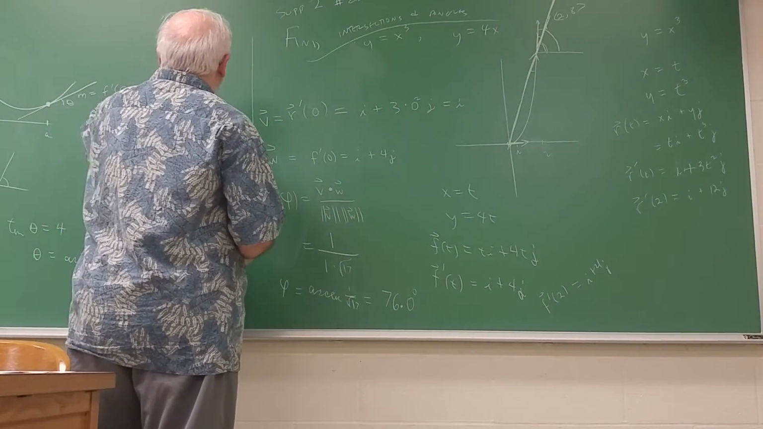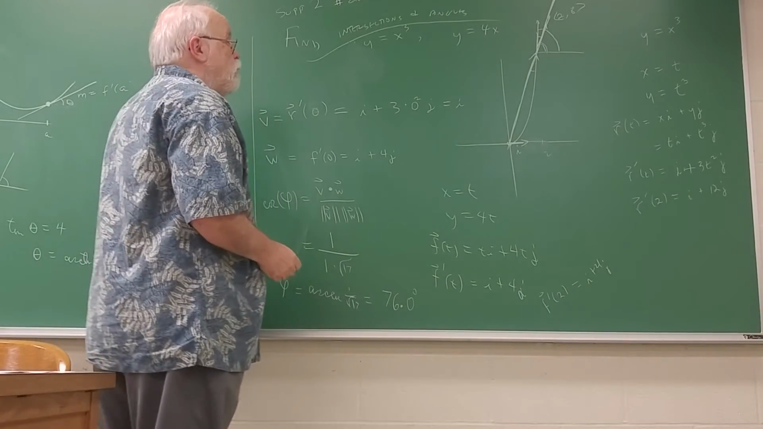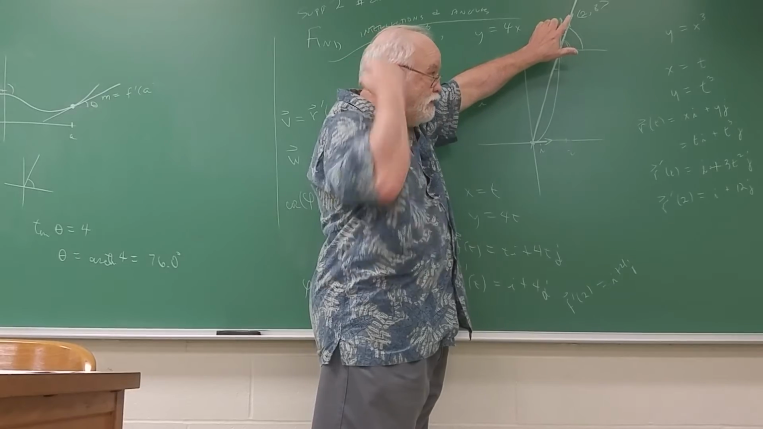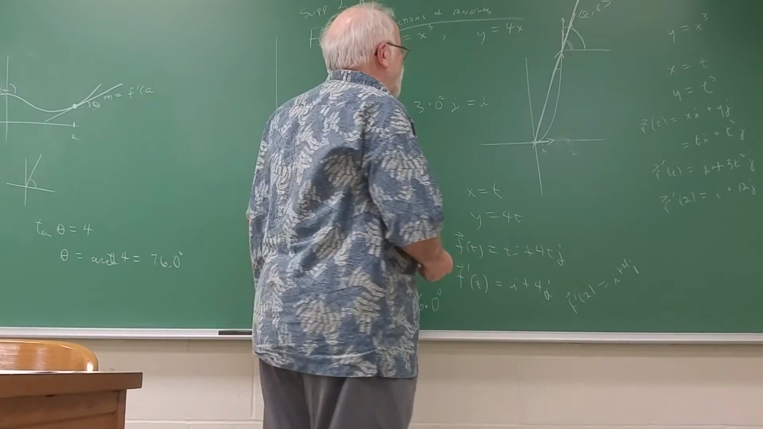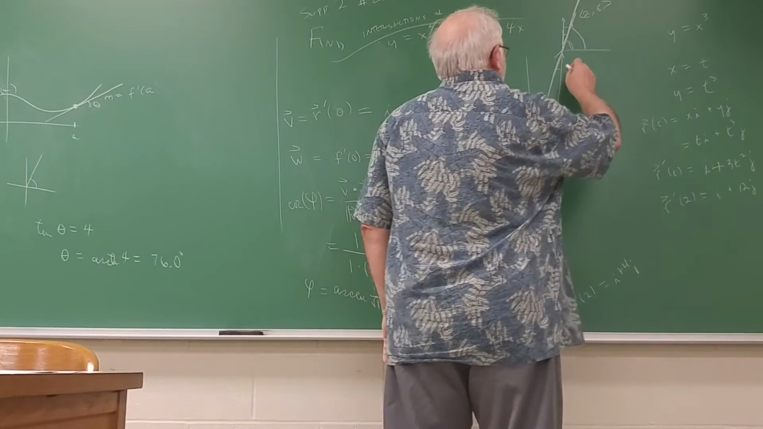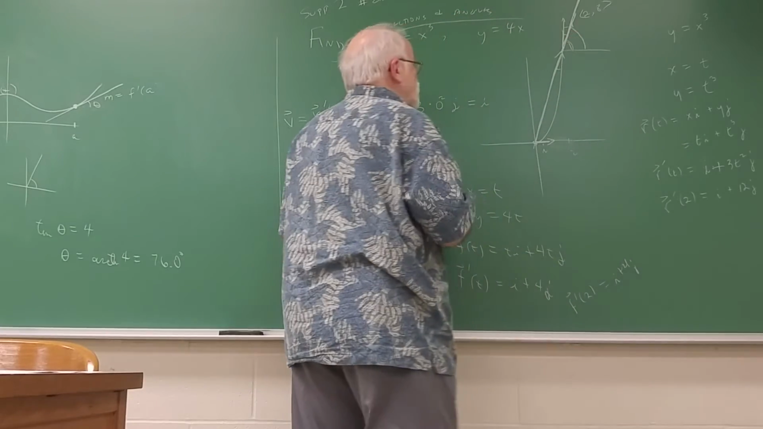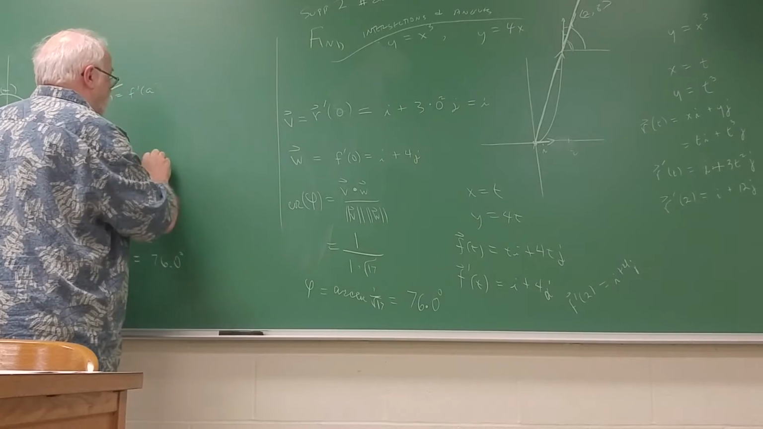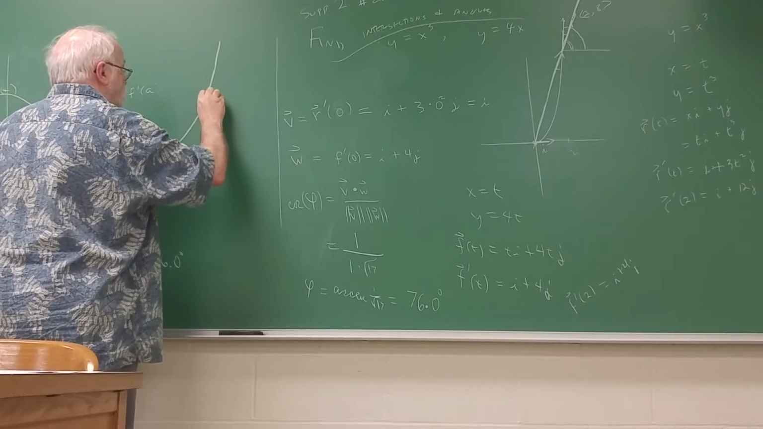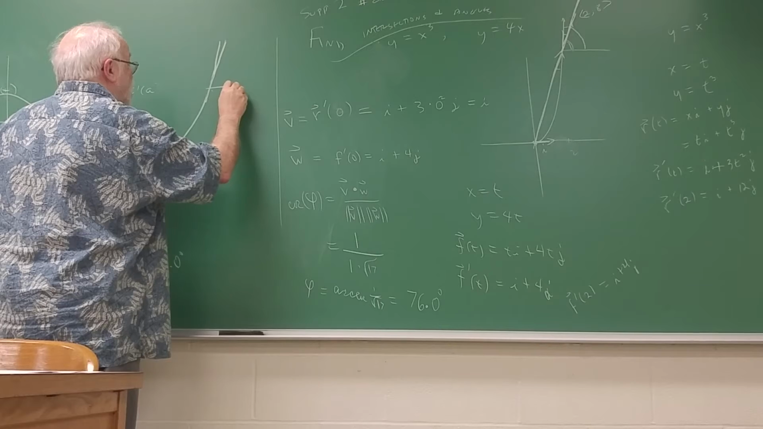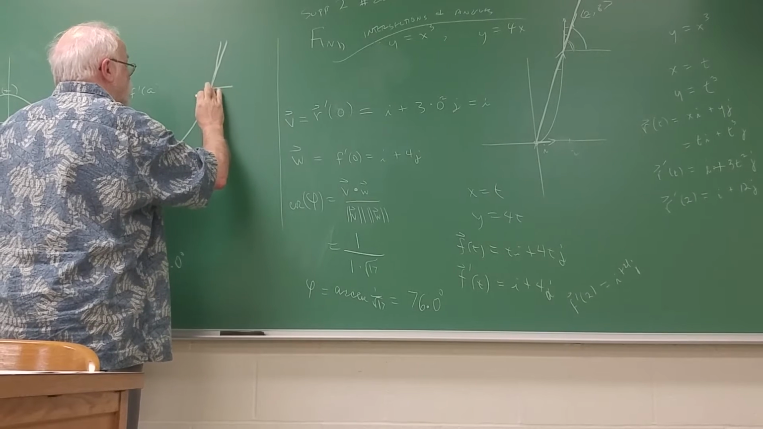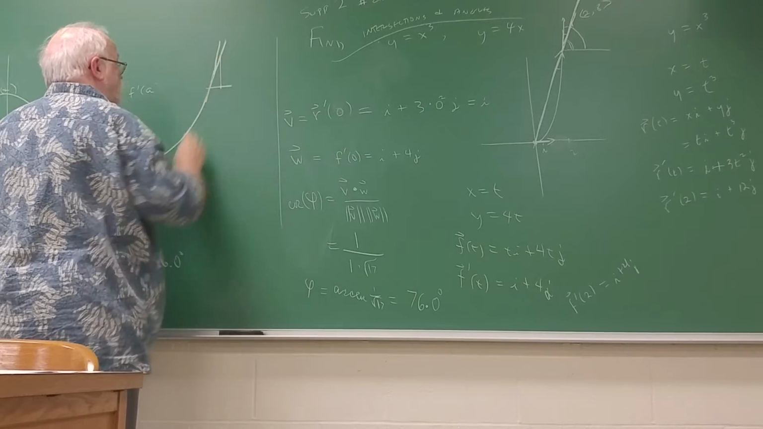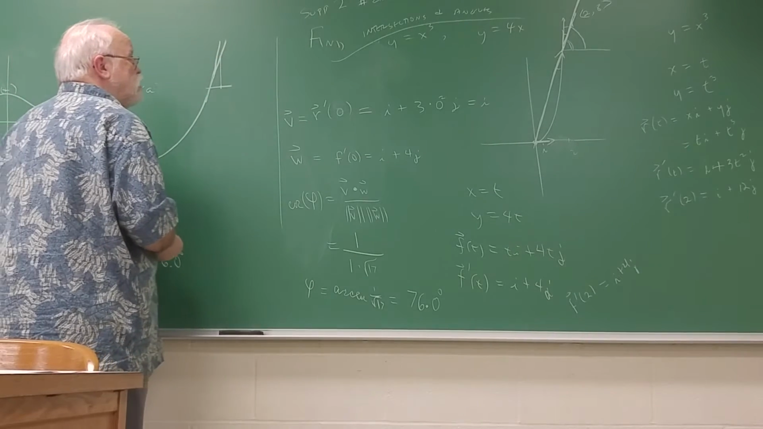Well, what is this angle? 76. 76, okay. And so I've got to subtract 76 from this larger angle. And so we're going to go over 1 and up the slope. All right? So what's the slope?